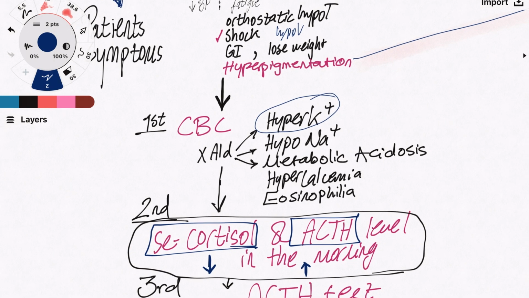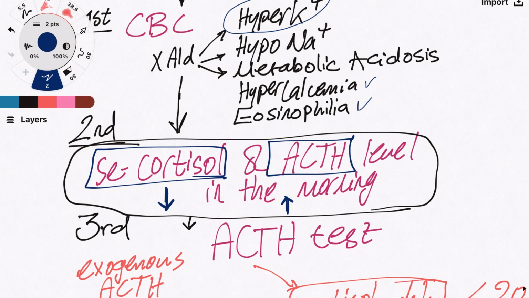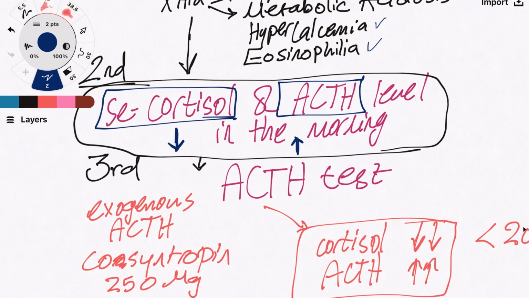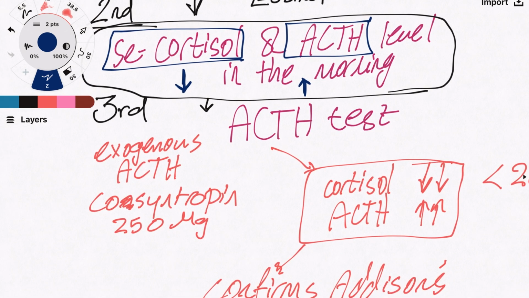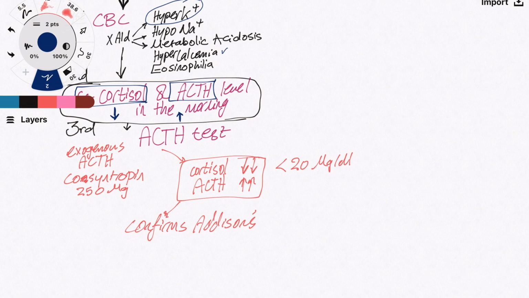primary, not in the secondary, and then hyponatremia in both, and metabolic acidosis in the primary. Hypercalcemia can happen in both due to the decrease in the perfusion of the kidneys. Eosinophilia can happen in both as well. The second test that we're going to do is a serum cortisol and ACTH level in the morning, where we're going to find a low cortisol level and elevation of the ACTH in the primary, right? And then the third is the ACTH test.